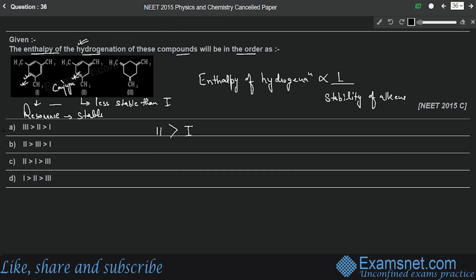And then in the last one we have no resonance and no conjugation. This is the least stable alkene, because this is an isolated alkene. So it will have maximum enthalpy of hydrogenation because it is least stable. So the correct order will be 3, then 2, and then the last one is 1. So option number A should be the correct answer.